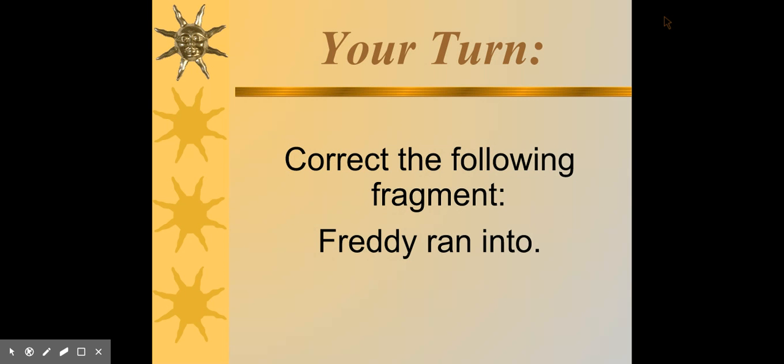All right, here's your turn. You need to correct the following fragment. Freddie ran into. So in your notebook, you're going to finish this fragment and make it into a sentence that is an independent thought. Bring it to class with you next time.